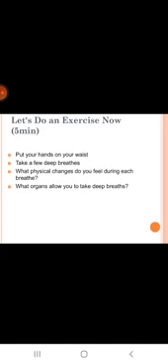We'll be doing an exercise. Follow the steps kindly. Put your hand on your waist. Take a few deep breaths. Now, what physical change do you feel during each breath, and what organ allows you to take deep breaths? Now, thinking time. Answering time.